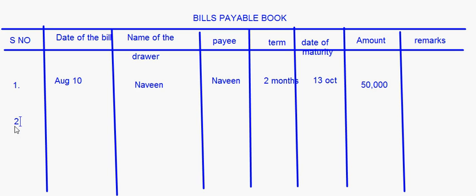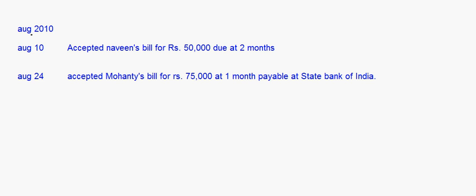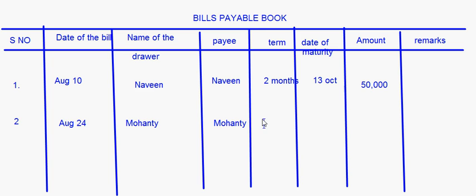The second one, the date is August 24th, name of the drawer Mohanty, and the payee is also Mohanty. Now this bill is for 1 month. So what is the due date? August 24th means September 24th, then 25, 26, 27, so this is September 27. Amount is given here as 75,000.